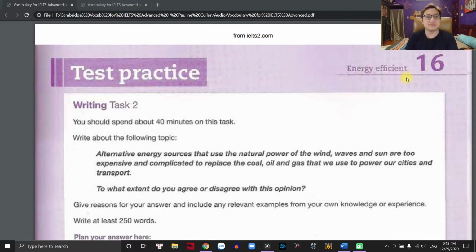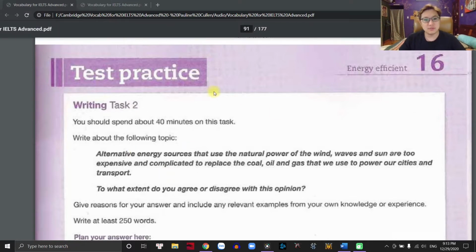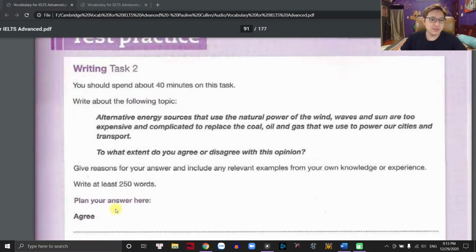Okay, so this is a writing test too, and after you have done reviewing the whole Unit 16, you should try to do this one. But they do not ask you to finish the whole essay. They only ask you to plan your answer here, which means they ask you to write the outline, like just bullet points out.